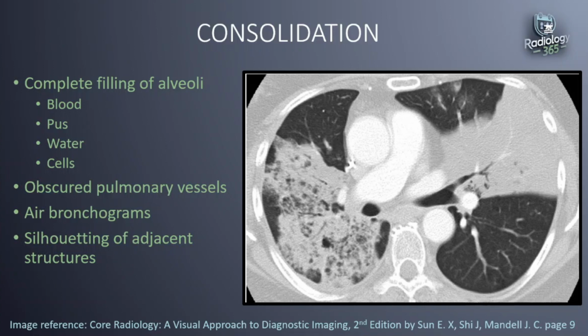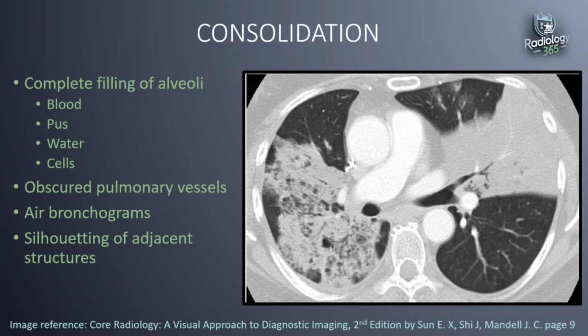Consolidation also causes what we call silhouetting of adjacent structures. In a radiograph, we are able to see two different structures because of the differences in their densities. And so if they have different densities, we can see a line between them at their interface. However, if they have the same density and they are standing side by side, we'll not be able to tell where one ends and where the other one begins. So that's what we call silhouetting.